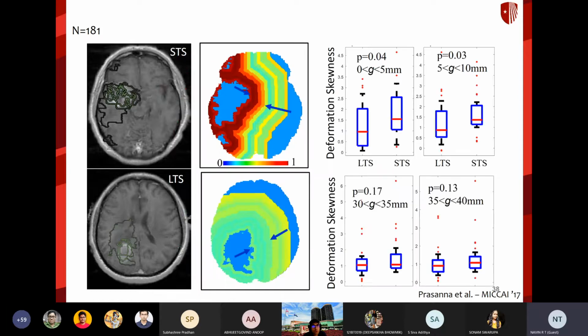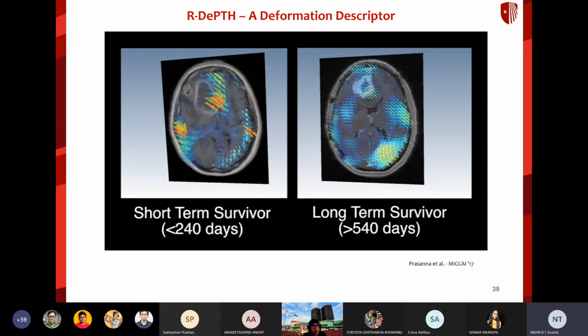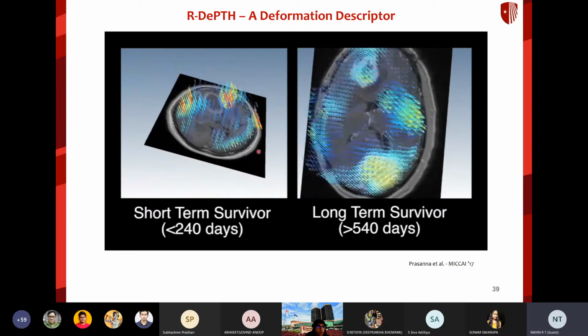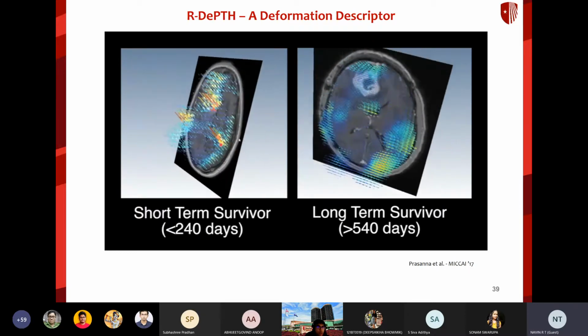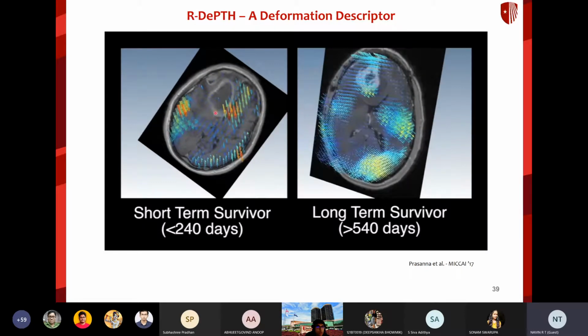So what we also found was that when we looked at the heterogeneity of this deformation at the very edges of the tumor, the heterogeneity was much higher in the short-term survivor as compared to the long-term survivor. And you can actually appreciate that in this particular video. So we can see that for the short-term survivor in the different regions of the brain, the deformation magnitude is much higher as compared to the long-term survivor. So this was a patient who survived for less than 240 days, and this was a patient who eventually survived for more than 18 months.